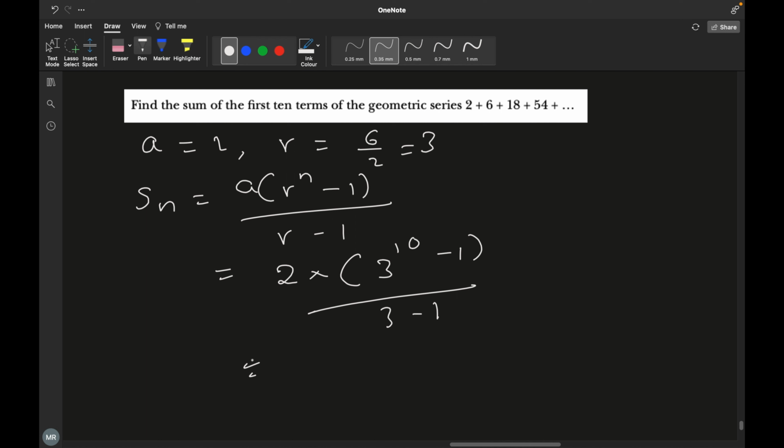If we solve this, we get 59,048. So this is our final answer.